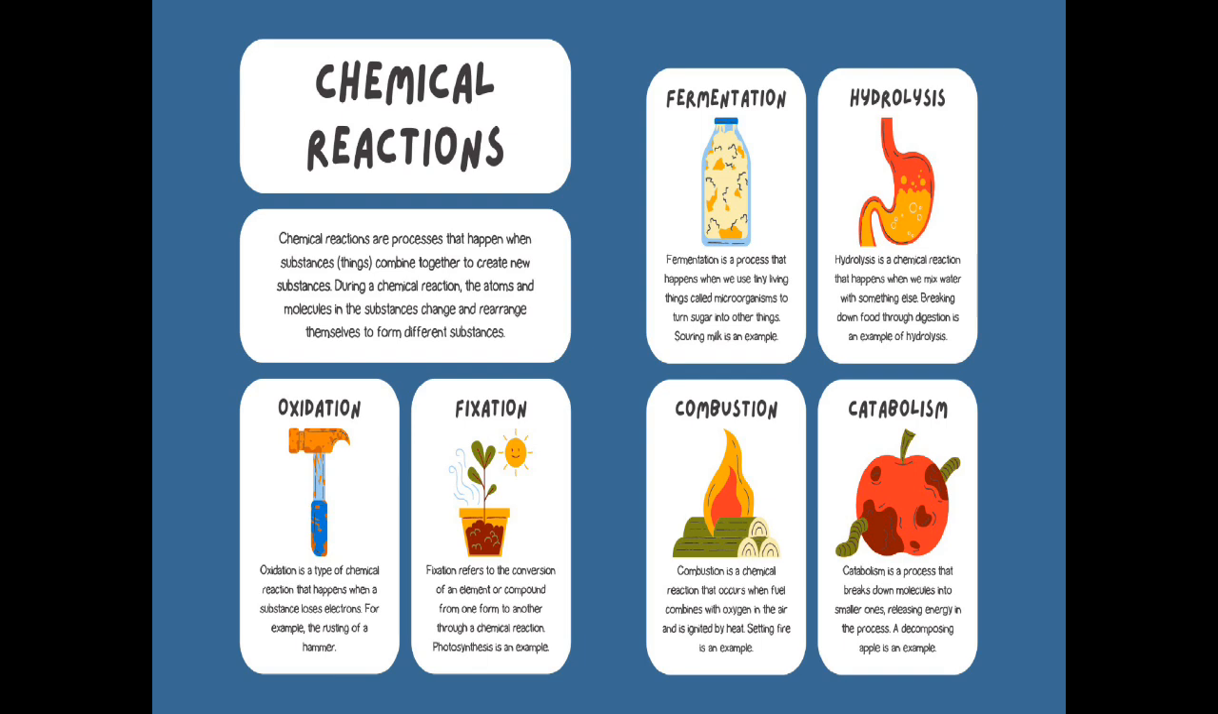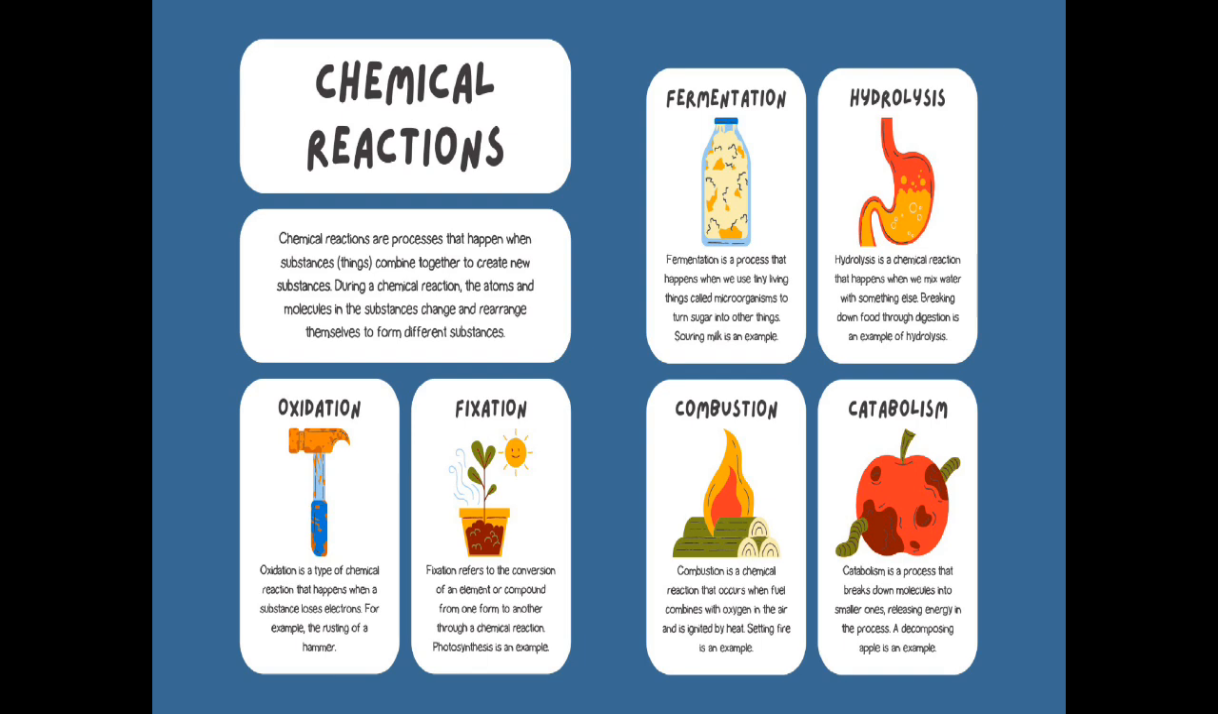They are called products. Oxidation, fixation, fermentation, hydrolysis, combustion, catabolism. These are the indications of chemical reactions. Oxidation is a type of chemical reaction that happens when a substance loses electrons, for example, rusting of a hammer. Fixation refers to the conversion of an element or compound from one form to another through a chemical reaction.